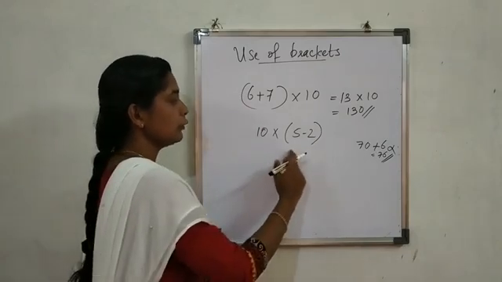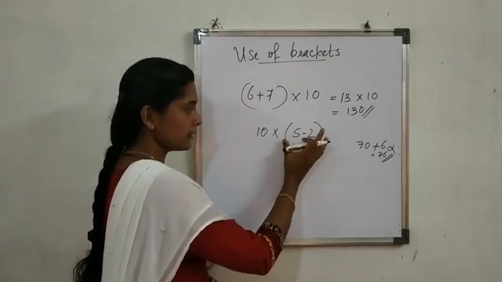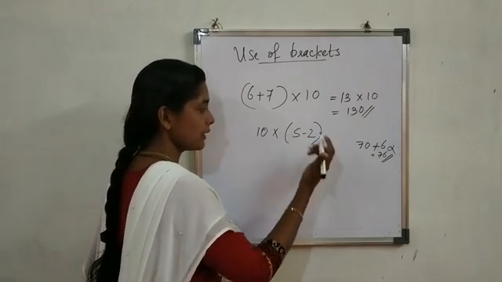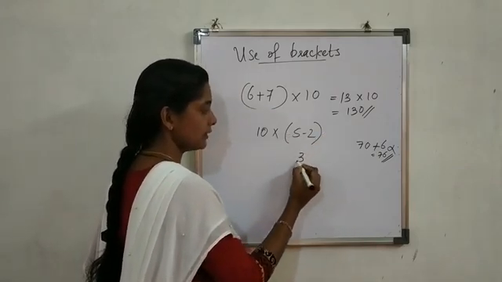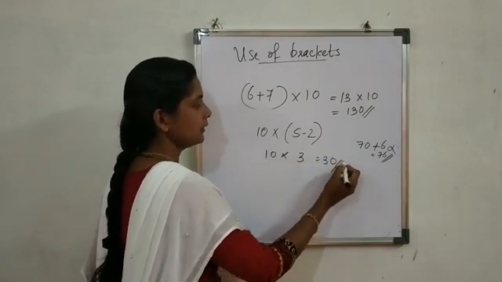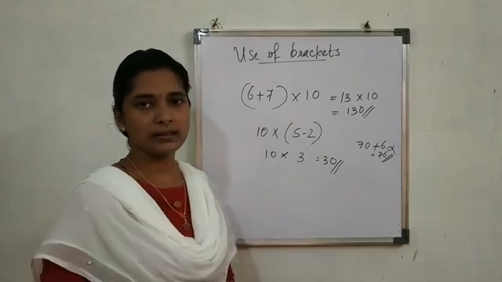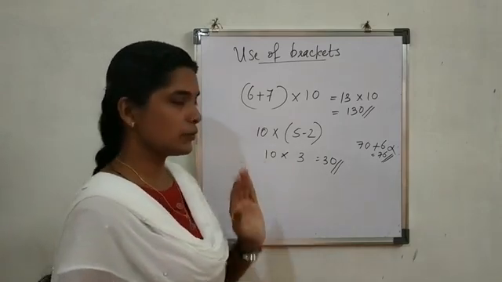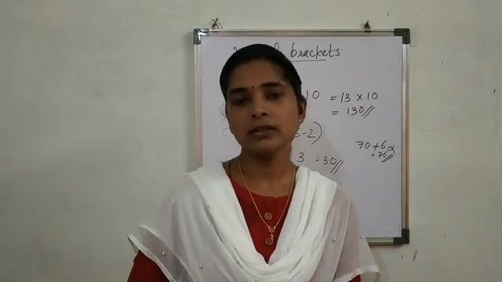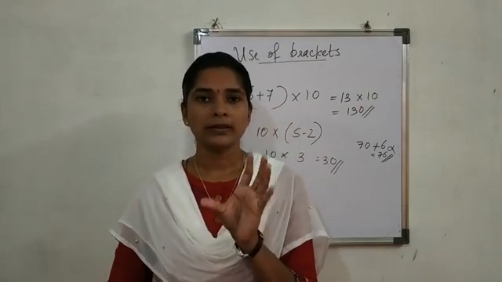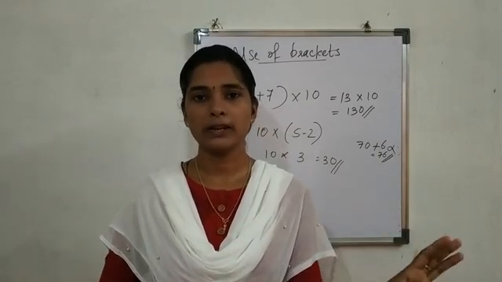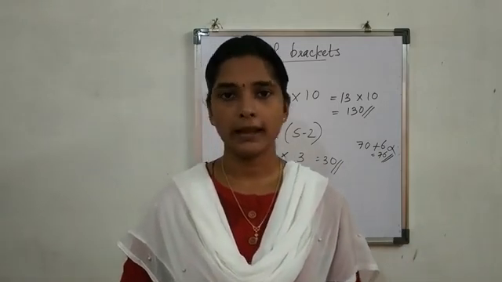This is also 10 into 5 minus 2. 5 minus 2 is inside this bracket. Therefore we have to subtract first. 5 minus 2 is 3. Then multiply it with the 10. Then we get 30. Okay. There is no exercise question. Just understand this one. First you have to solve what is given in this bracket. First do whatever is given inside this bracket and then move to the operations outside this bracket.